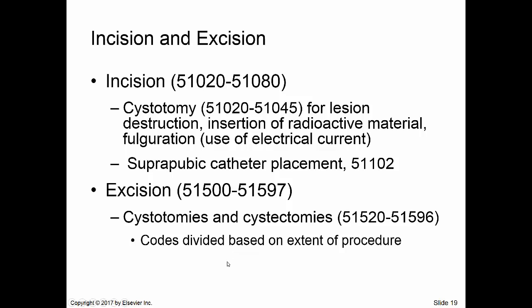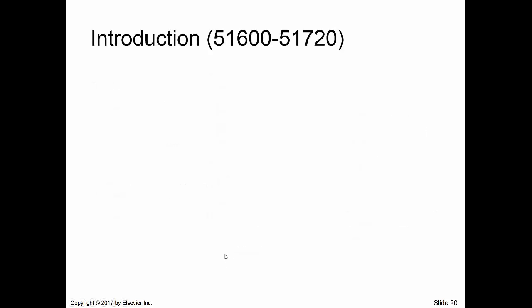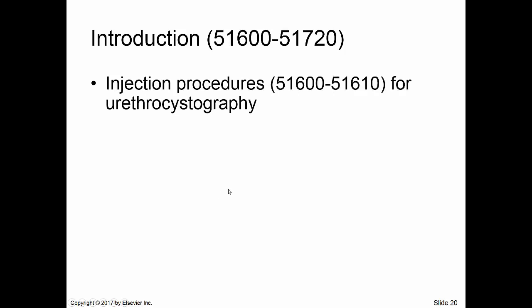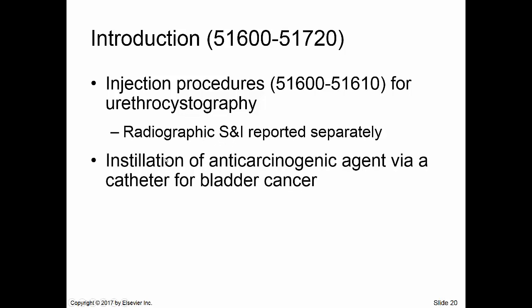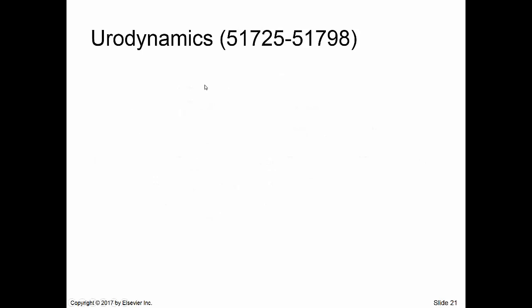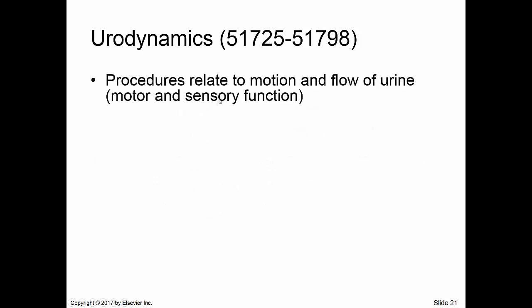The codes are divided on the basis of the extent of the procedure. The introduction codes here for the bladder are injection procedures, and your radiology is going to be reported separately. The instillation of anticarcinogenic agents via a catheter for bladder cancer, and retention time is included in this code, so you can't code separately for that. Urodynamics procedures relate to the motion, the flow of the urine, the motor, and the sensory functions.